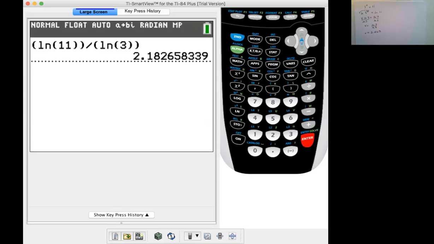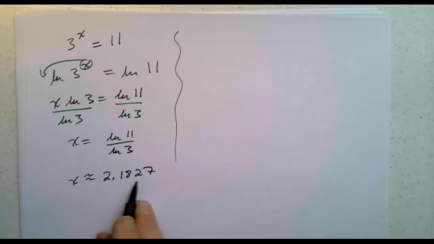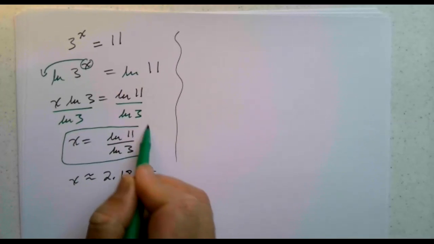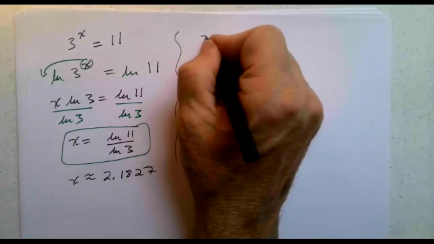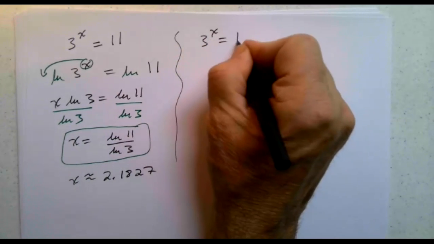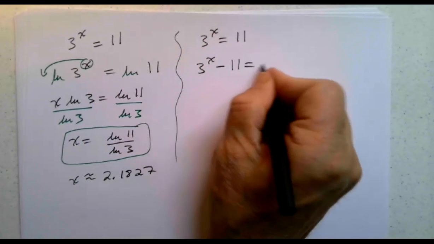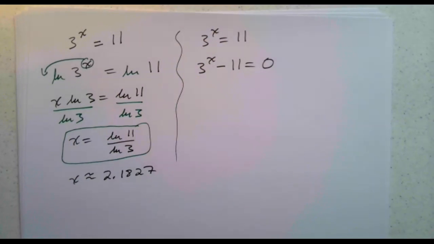And I want to check that. I'm going to check that using the graphing calculator. This is the exact answer, so on exams and things, this is what I prefer. But we're going to check this on the graphing calculator. Again, we're trying to solve 3 to the x equals 11. So I'm going to instead solve 3 to the x minus 11 equals 0 and find out where the 0 of the function is. What x value gives me a 0?